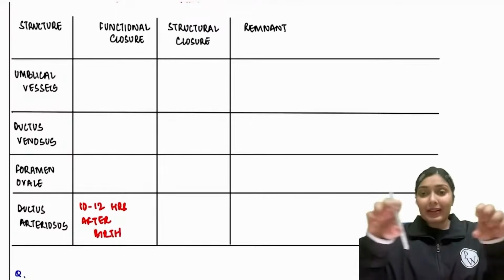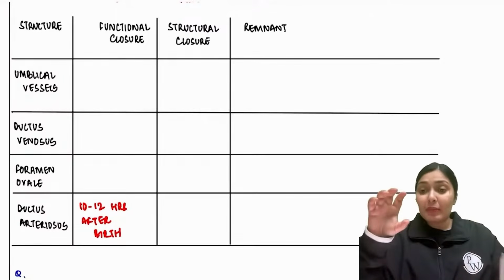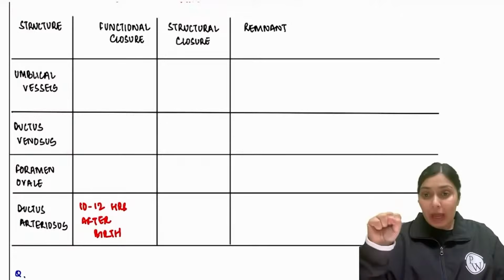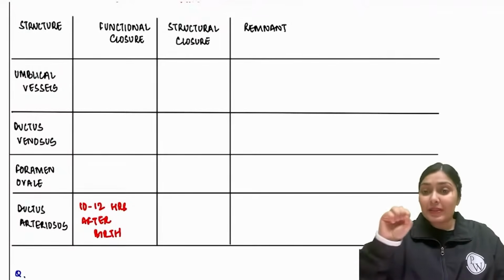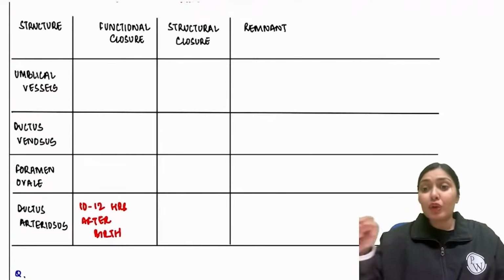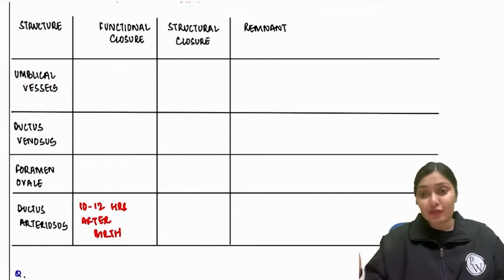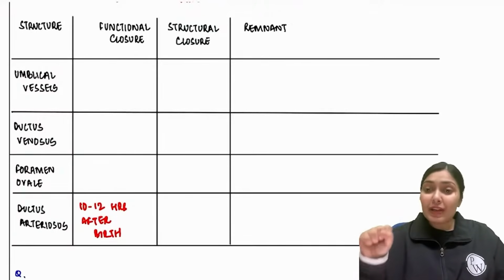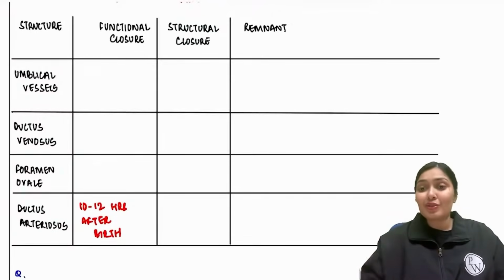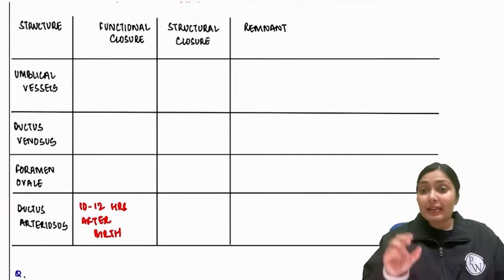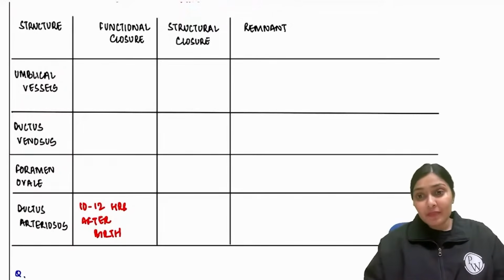These are duct-like structures, pipe-like structures. Initially, they will collapse. This is known as functional closure. Later on, this hollow pipe is converted into a ligament-like structure, a solid structure. That is known as structural closure. So initially only a functional closure will happen, and later the structural closure will happen. The duct will form a ligament. The foramen will form a fossa, right?